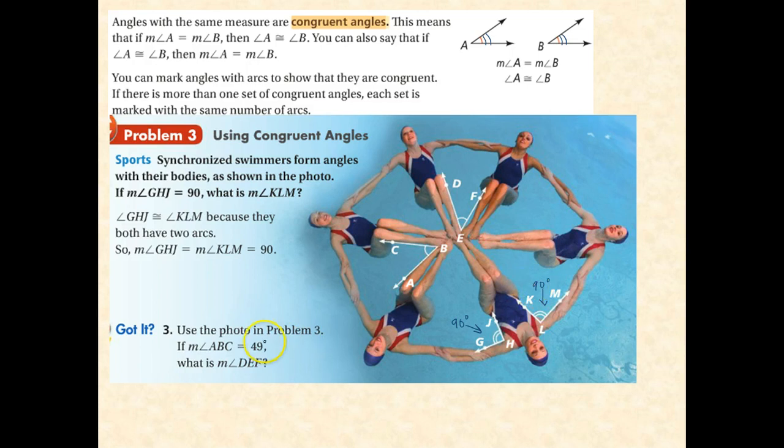Alright, so pause and see if you can get problem 3. If the measure of angle ABC, where is that? ABC is 49 degrees. What is the measure of angle DEF? Also congruent, so also 49 degrees. Measure of angle DEF equals 49 degrees.